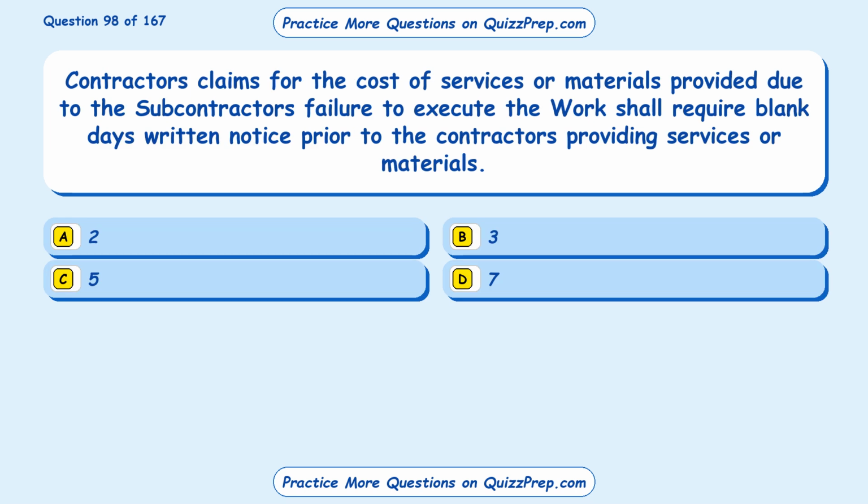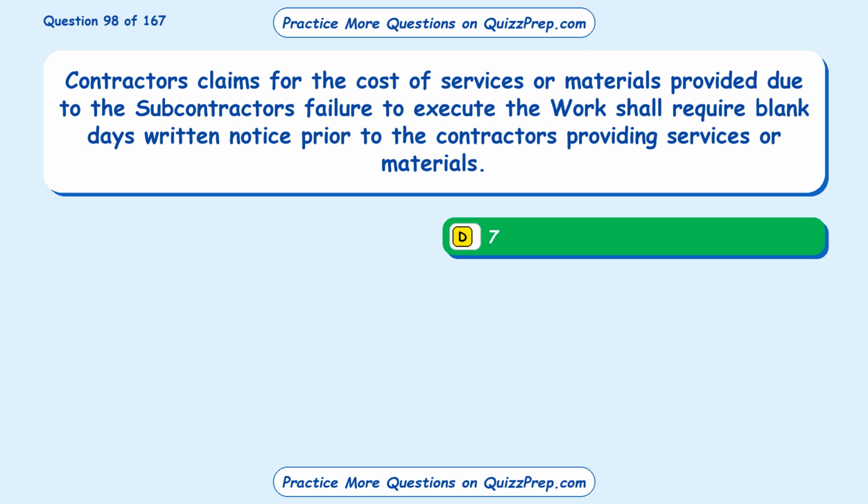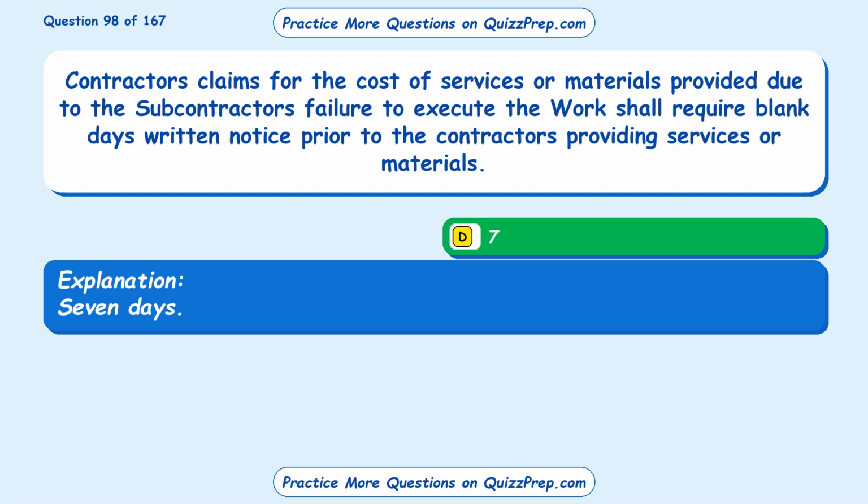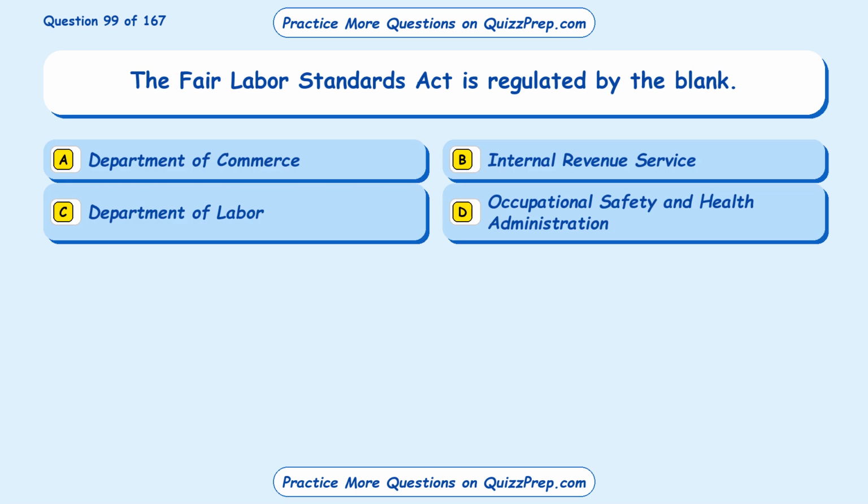Question 98. Contractors' claims for the cost of services or materials provided due to the subcontractor's failure to execute the work shall require blank days written notice prior to the contractors providing services or materials. Option A 2, option B 3, option C 5, option D 7. The correct answer is option D, 7. 7 days.